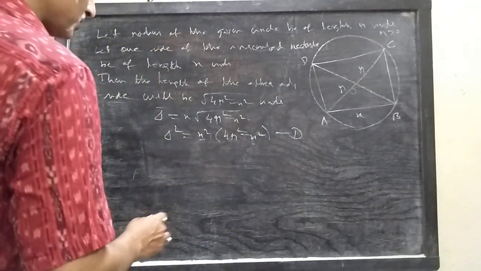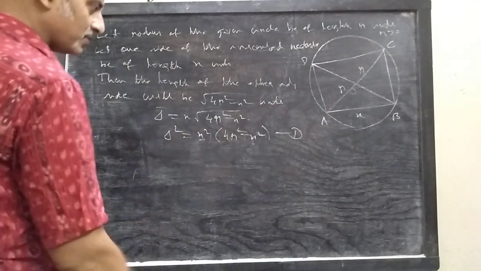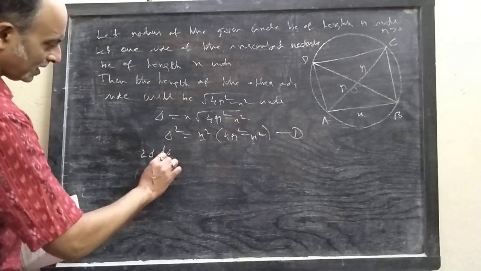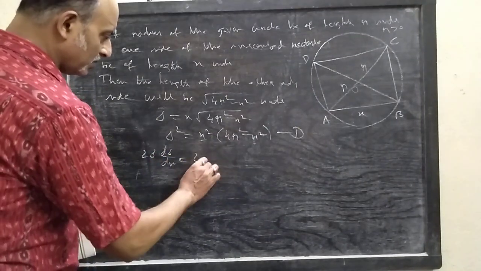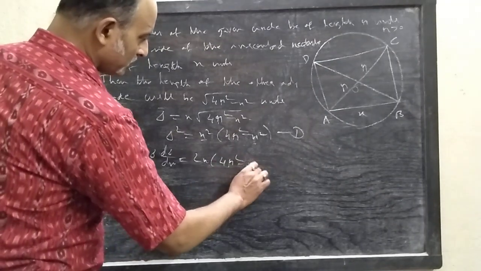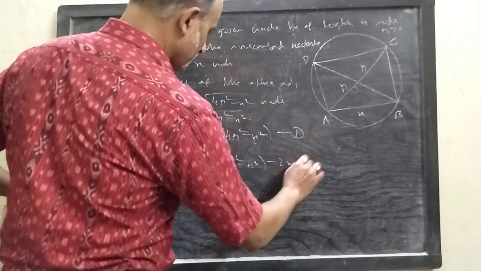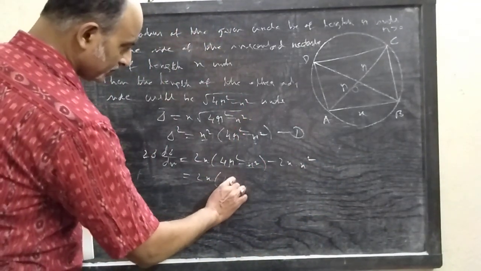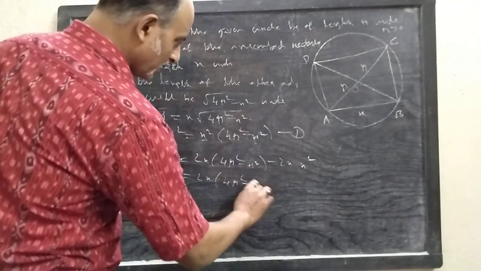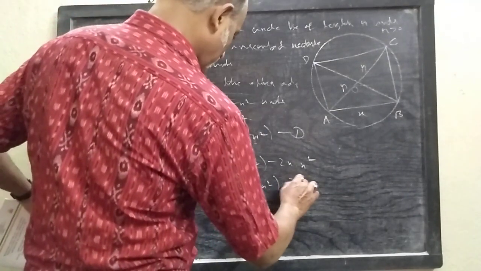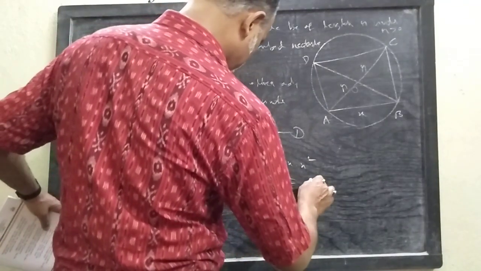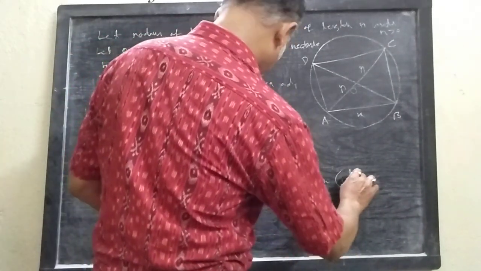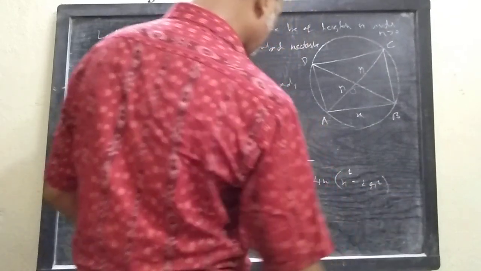Now differentiating both sides of 1 with respect to x, we get 2 delta d delta dx equals, this is 2x into 4R square minus x square, this is minus 2x into x square. Take 2x common: 4R square minus 2x square. This will ultimately become, if you take minus 2 common, minus 4x into x square minus 2R square.